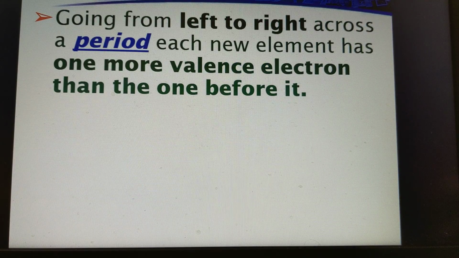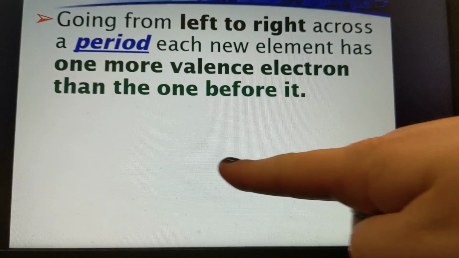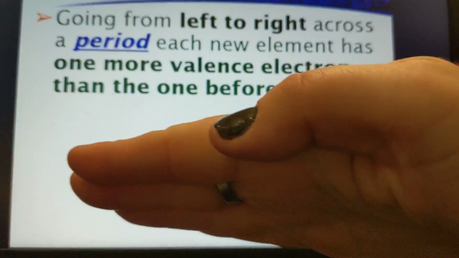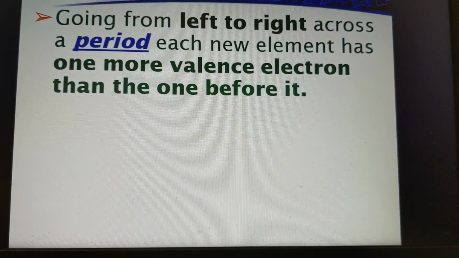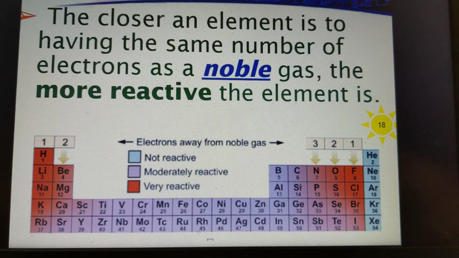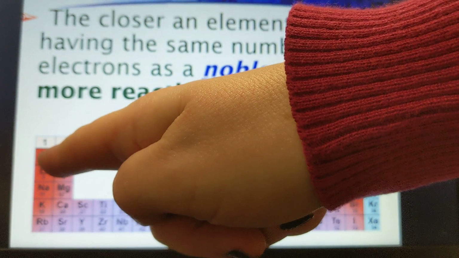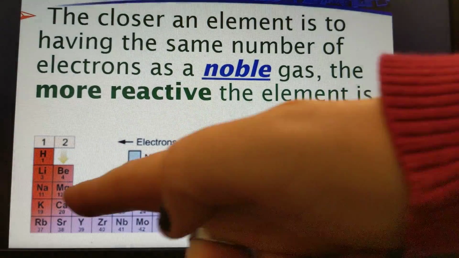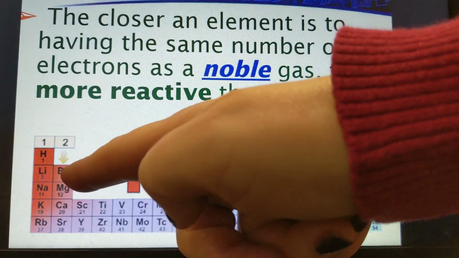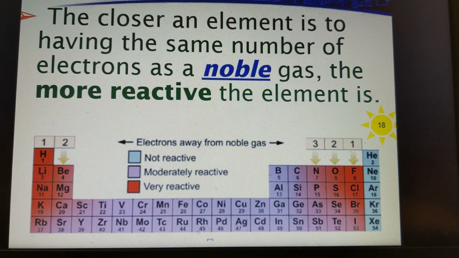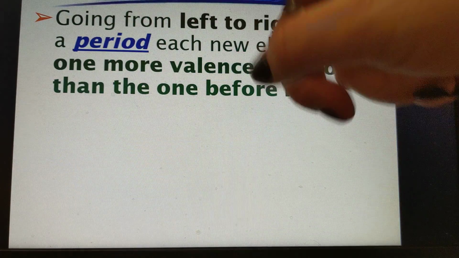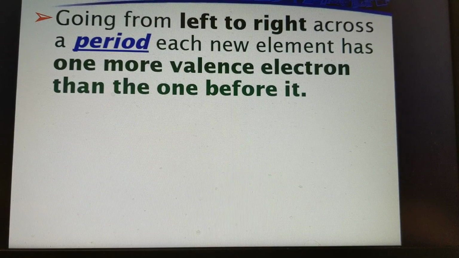So the next thing you need to fill in is, we're sort of going back and thinking about this hopefully in a more simple way. Going from left to right across a period, which is a horizontal row on your periodic table, each element has one more valence electron than the one before it, which should make sense because if I have one proton, then I have one electron, two protons, two electrons, three protons, three electrons, four protons, four electrons. So if it has one more proton, then it has one more electron. And the outermost, or valence electron, is increasing by one also.